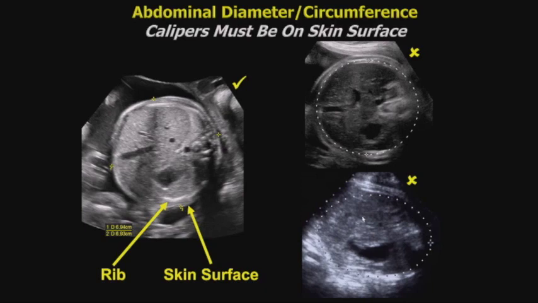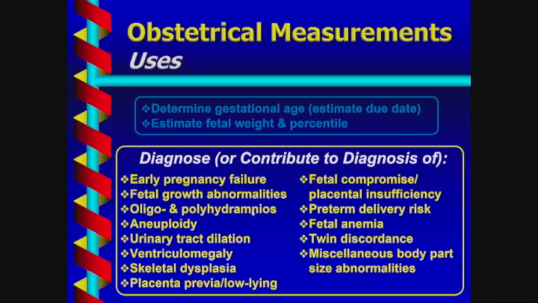If you wonder where I got these cases, those are both from malpractice cases where the estimated weight was grossly underestimated, leading to problems at delivery and serious complications after birth for the baby. So measure very carefully and importantly put the calipers on the skin surface.